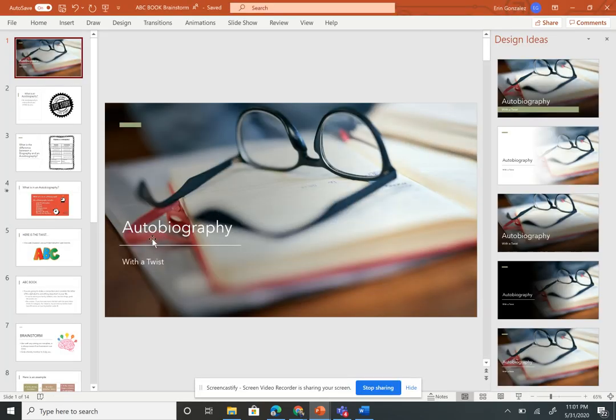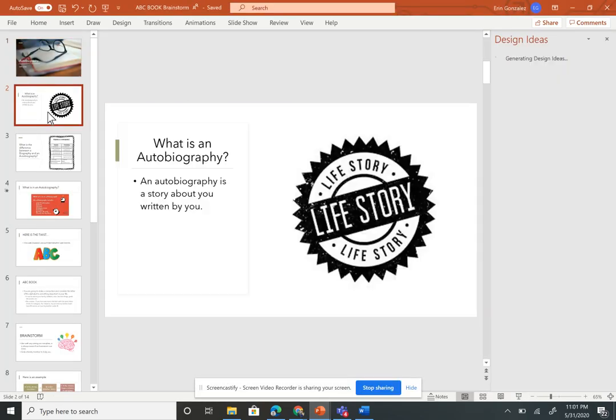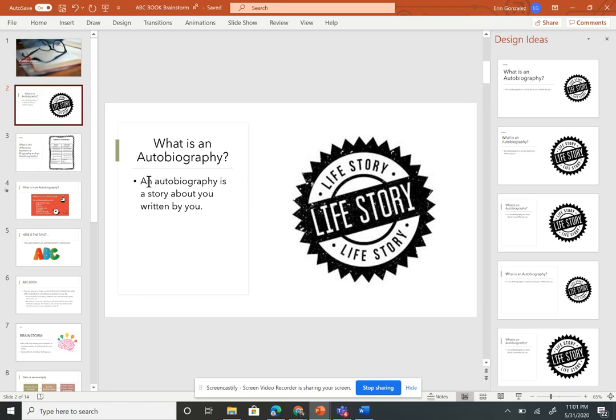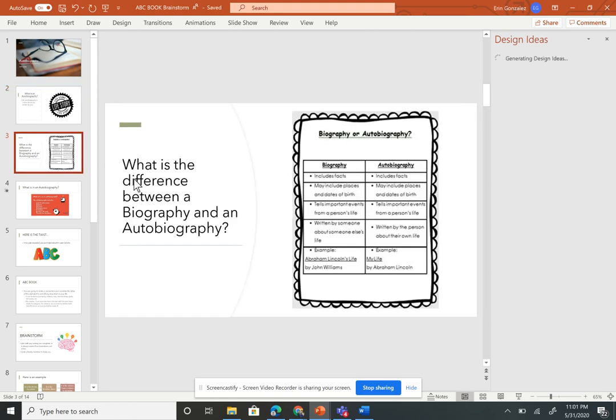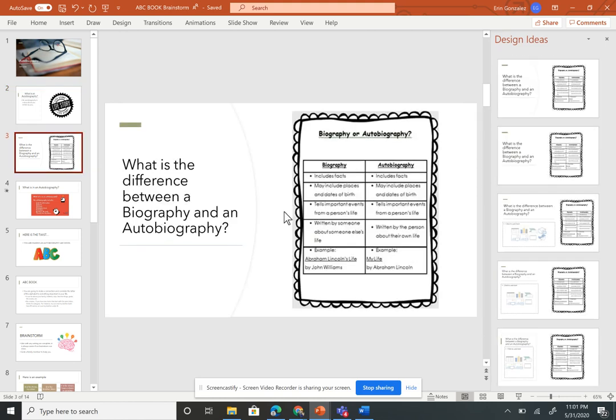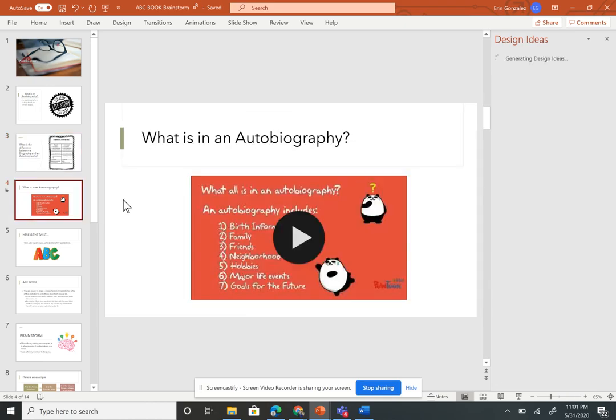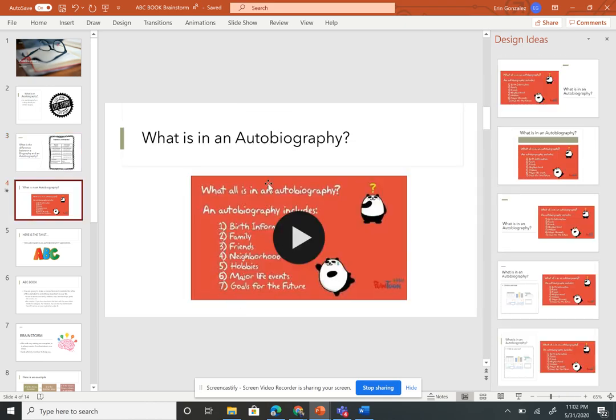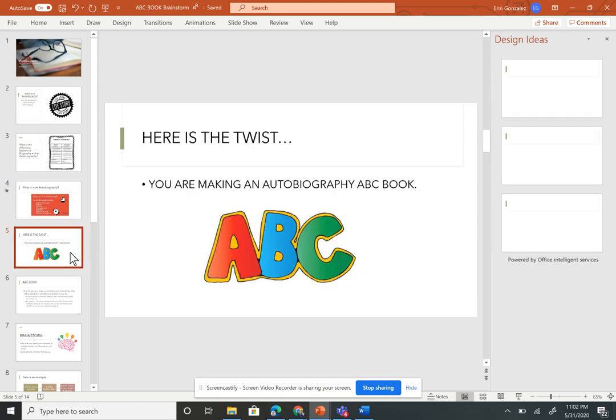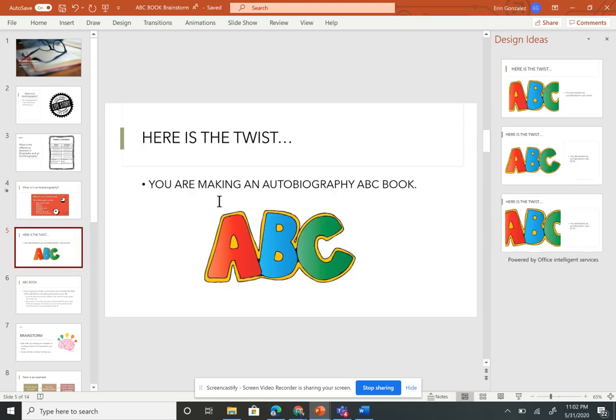So let's check it out. An autobiography with a twist. So first it says, what is an autobiography? An autobiography is a story about you written by you. It says, what is the difference between a biography and an autobiography? So here's a chart to show you the difference. Here is a quick video just to show you what is included in an autobiography. And here's the twist. You're making an ABC book by autobiography.